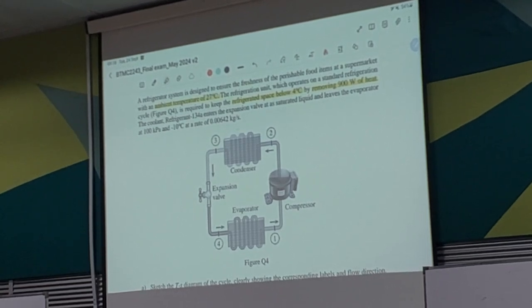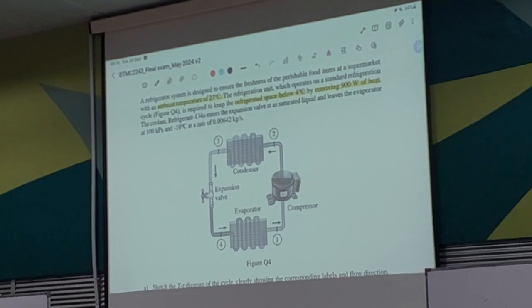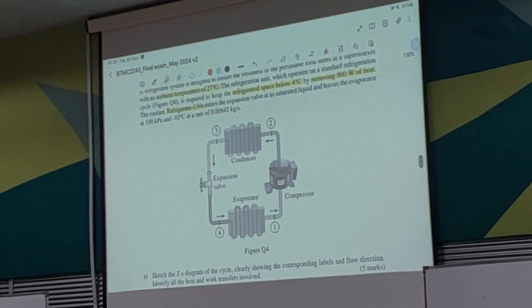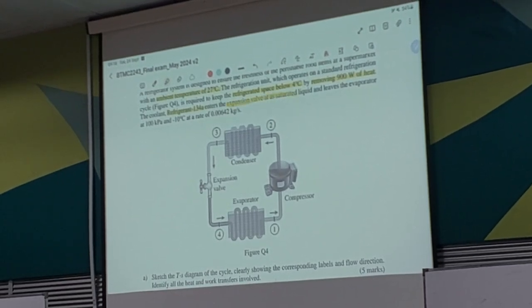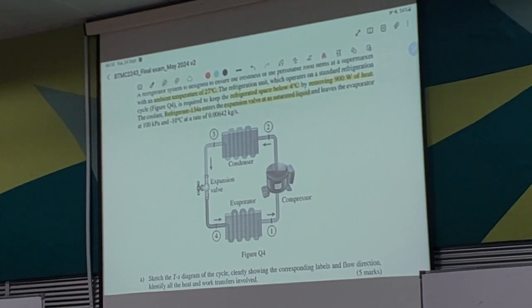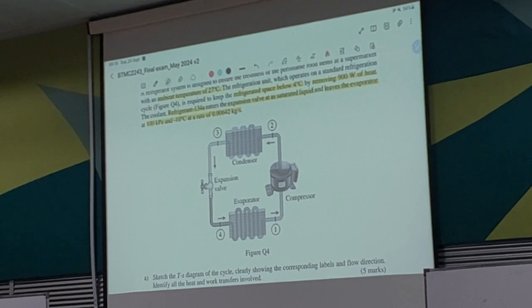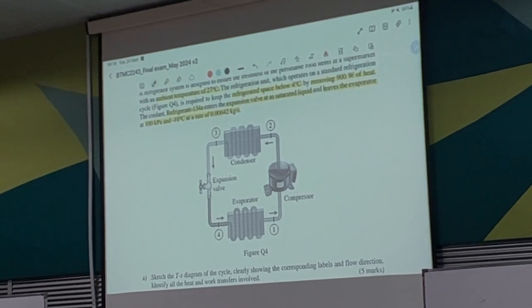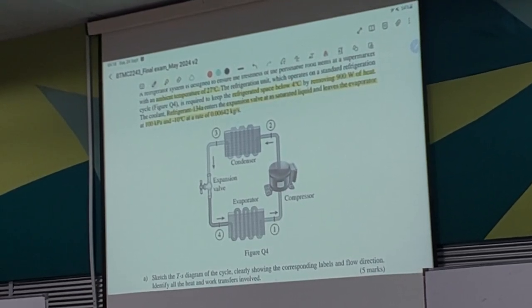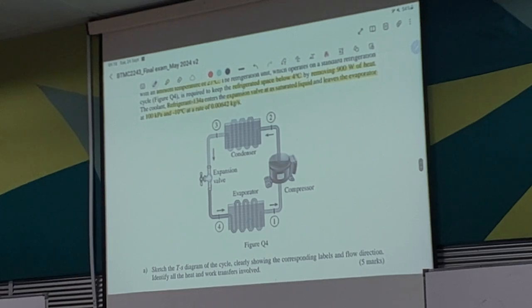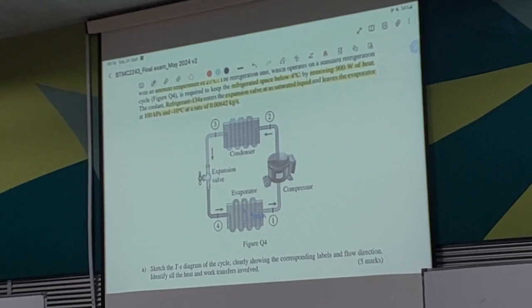The coolant, R134a, take note, enters the expansion valve as a saturated liquid and leaves the evaporator at 100 kilopascal and negative 10 degrees Celsius at a rate of 0.00642 kilogram per second. Okay, so what we know here is this: this system removes 900 watt of heat.